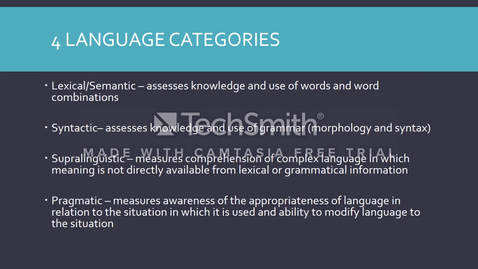The 4 language categories that are included in the CASL are the lexical semantic category, which assesses knowledge and use of words and word combinations. The next one is syntactic category, which assesses knowledge and use of grammar, and that includes morphology and syntax. The supralinguistic category measures comprehension of complex language in which meaning is not directly available from lexical or grammatical information. The pragmatic category measures awareness of the appropriateness of language in relation to the situation in which it is used and ability to modify the language to the situation.